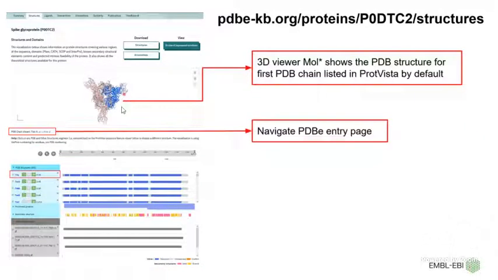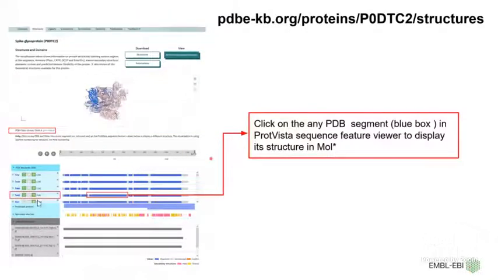You can see by default, the structure which is first listed in ProtVista is highlighted in the MolStar viewer. And if you want to view the specific PDB entry page, you can click on this button. You can click on any segment which you want to see in the MolStar viewer over here, and the structure will be displayed. For example, over here, if I click at this section, it highlights 7SO9.